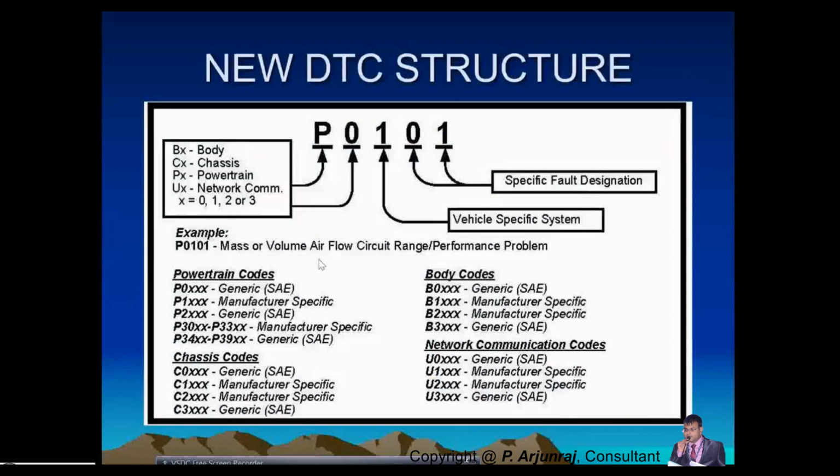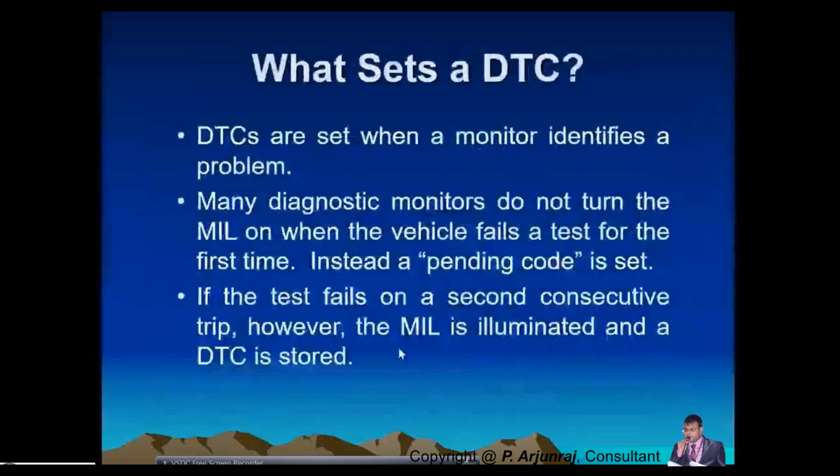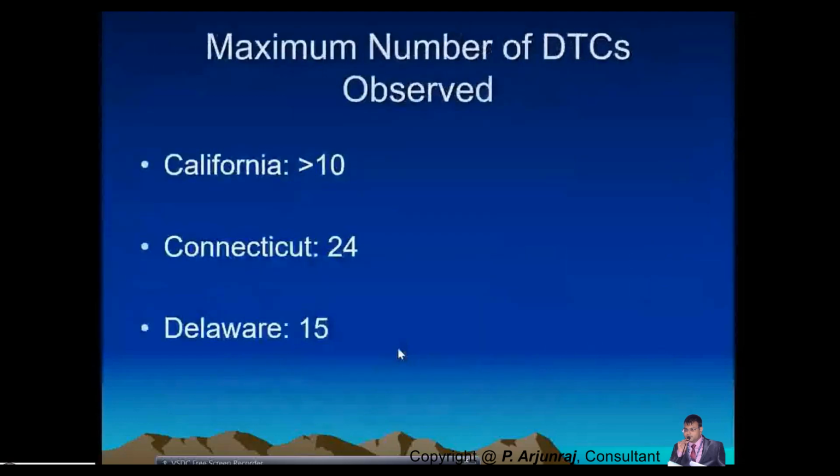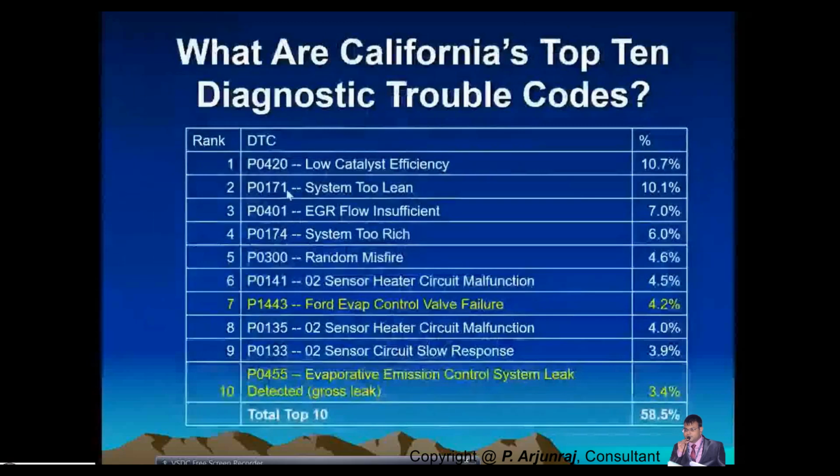P0101 stands for mass or volume airflow range or performance problem. So if this code comes, you know the problem is with respect to this, and it's not only the code you will get, but also the solution, how you can eradicate the performance problem or range problem. So you will get the solution out of it, not only the code alone.